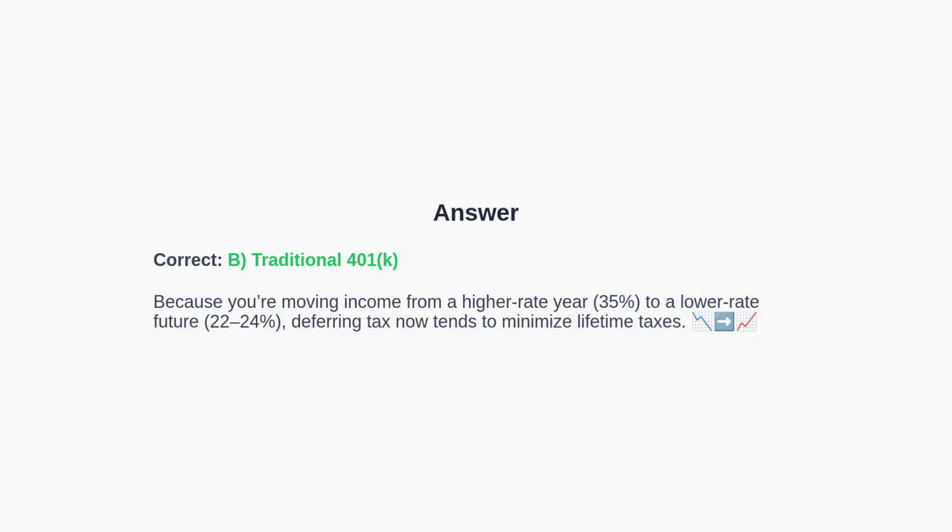The correct answer is B. Traditional 401k. In this scenario, deferring income from a 35% year into a future year, taxed at approximately 22 to 24%, generally reduces your lifetime tax burden, assuming all else equal.